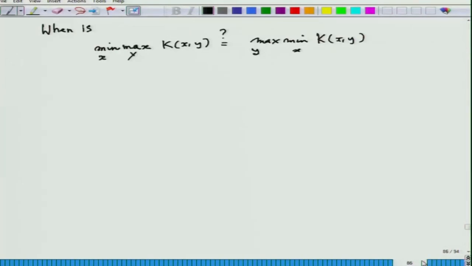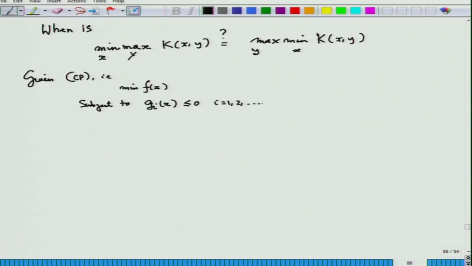So, my question is this, given CP, that is minimize f x, take this simple problem, don't bother much about anything else. Can this problem be posed as a min max problem?